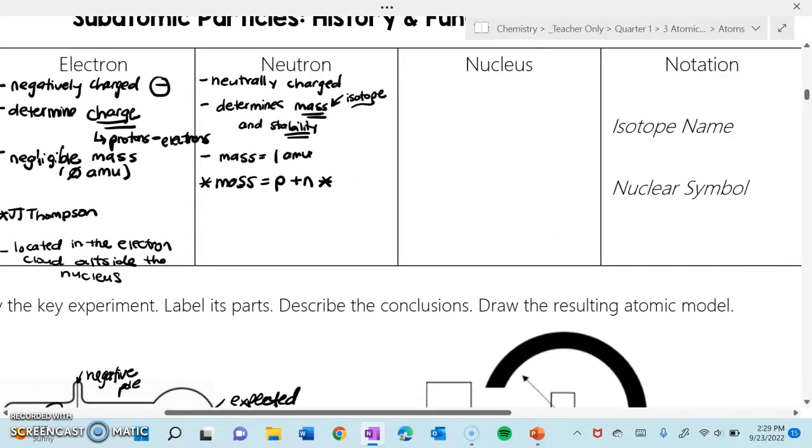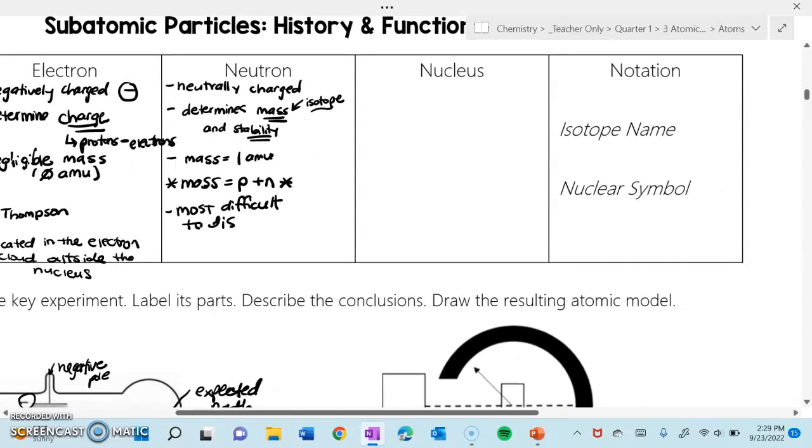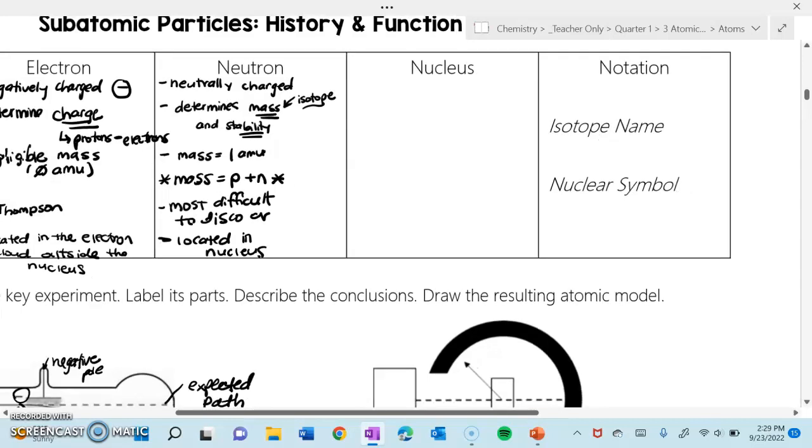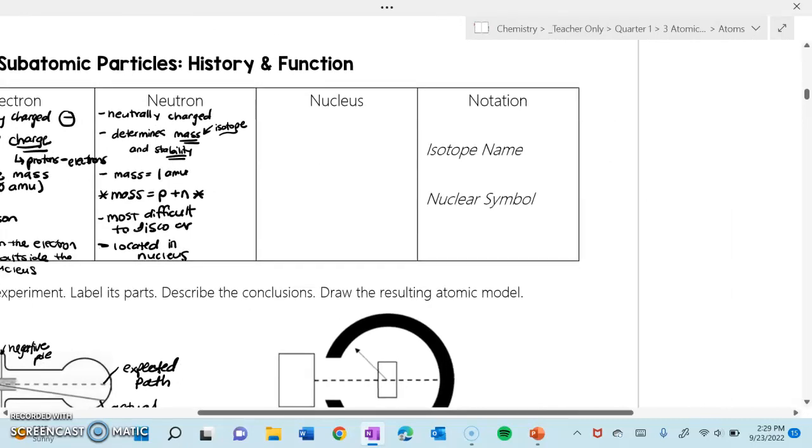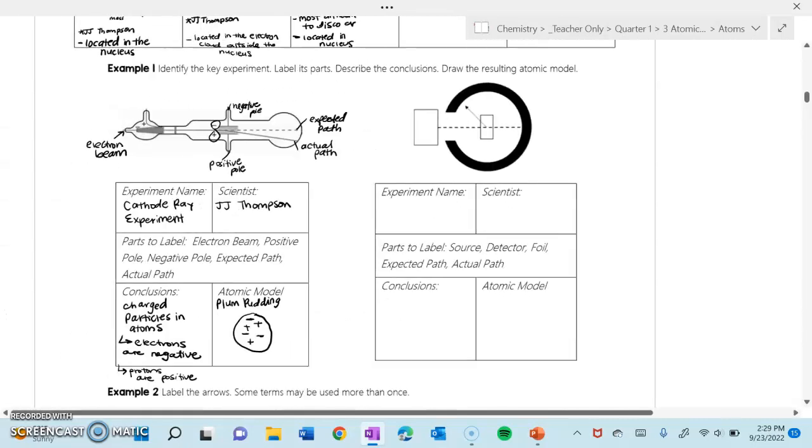That'll be helpful when we're looking at calculating the mass number. Like I said before, this was the most difficult to discover because it is neutral, it does not have charge. And this too is located in the nucleus along with protons. Protons and neutrons are located in the nucleus.